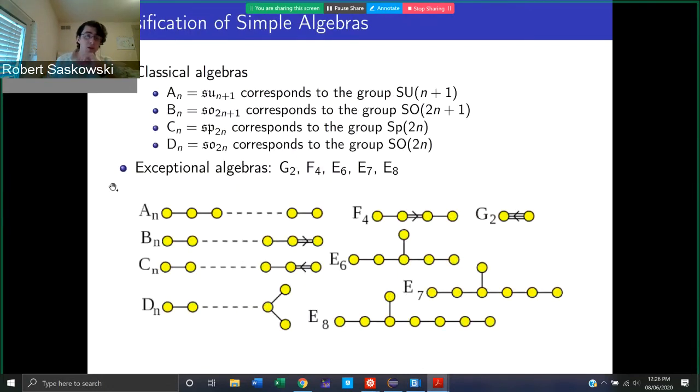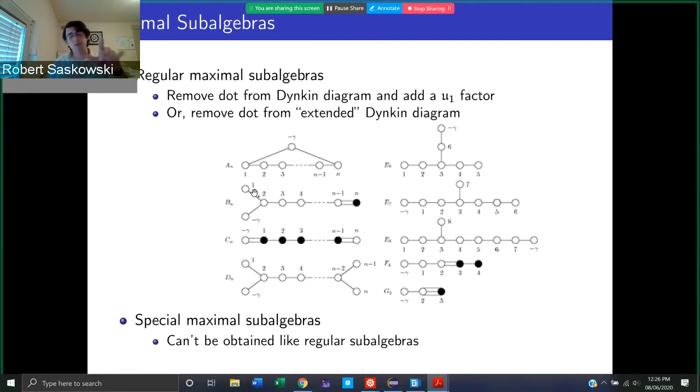So for example, if we looked at A4, which is SU5, then you would have 4 dots. If we say remove the second dot, you would have 1 dot, connected dots, and then a U1 factor, which corresponds to SU3 plus SU2 plus U1, the standard model gauge group. Alternatively, we can get a semi-simple subalgebra by removing a dot from these fancy extended Dynkin diagrams.